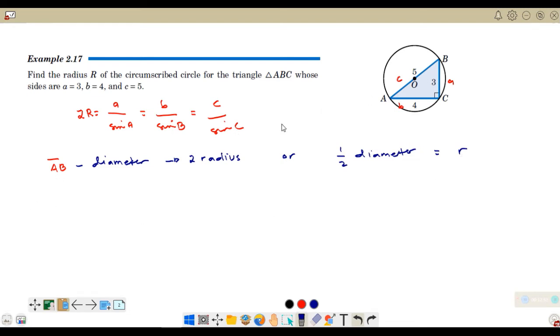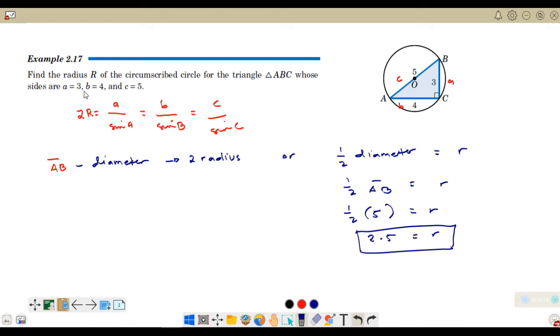Okay. Alam natin na kalahati daw ng diameter ay radius. So, kalahati ng measurement ni AB ay radius. Ano measurement ni AB? Ang measurement ni AB ay 5. Ano kalahati ng 5? 2.5. It is the measurement of R.